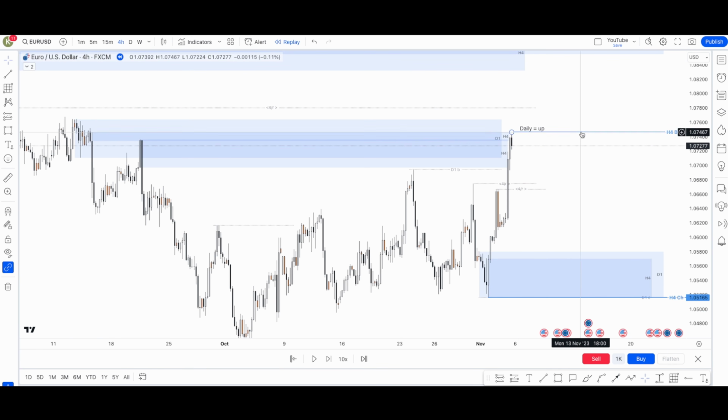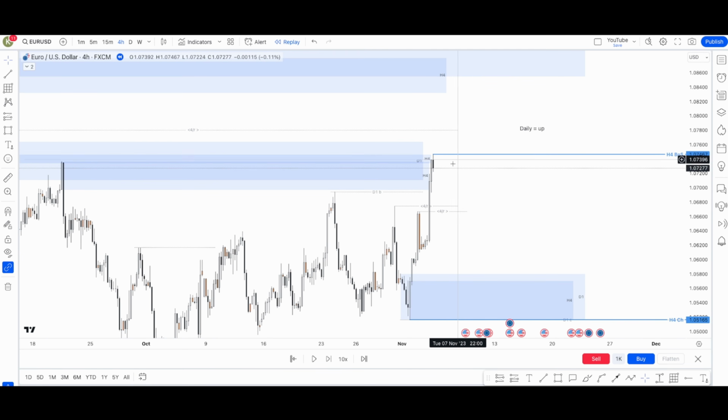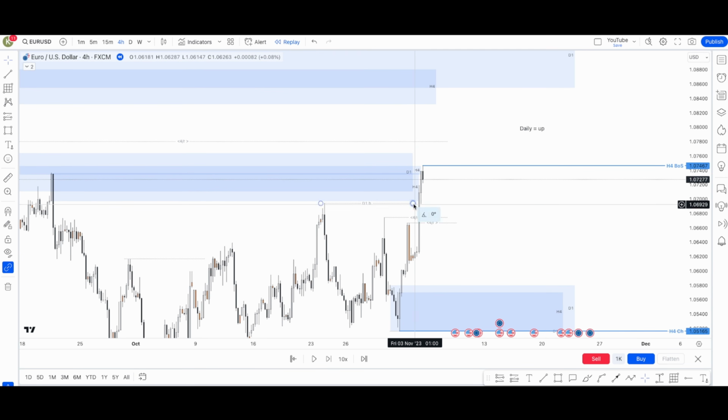So, nothing so much different from the daily, all right? We're looking at going down or going up. We could get reaction points off a daily rebalance. We could get a reaction point off the H4 rebalance. We could get a reaction off the H4 rebalance there, particularly on the 15-minute, all right?